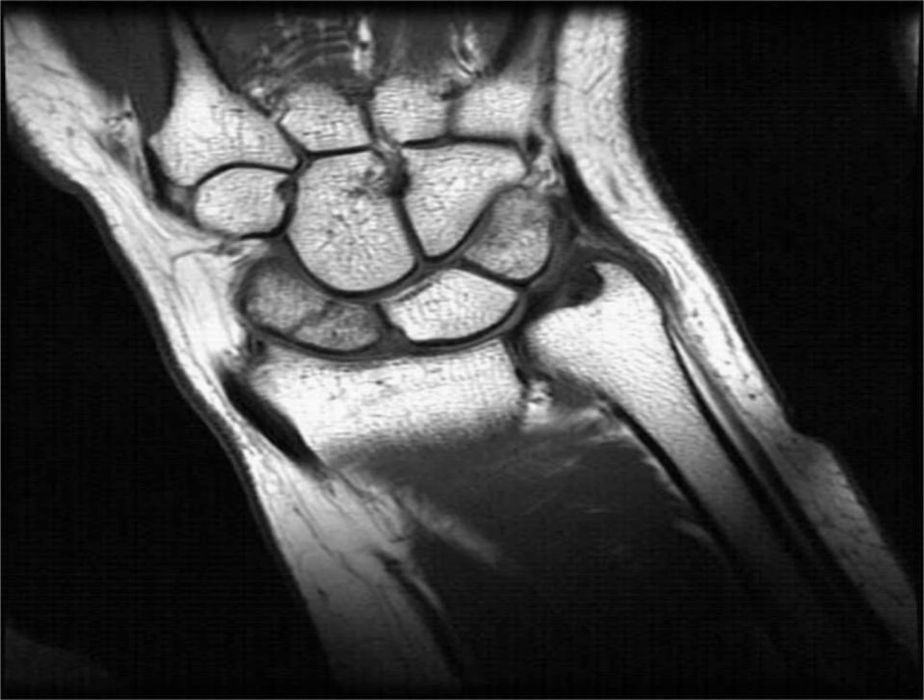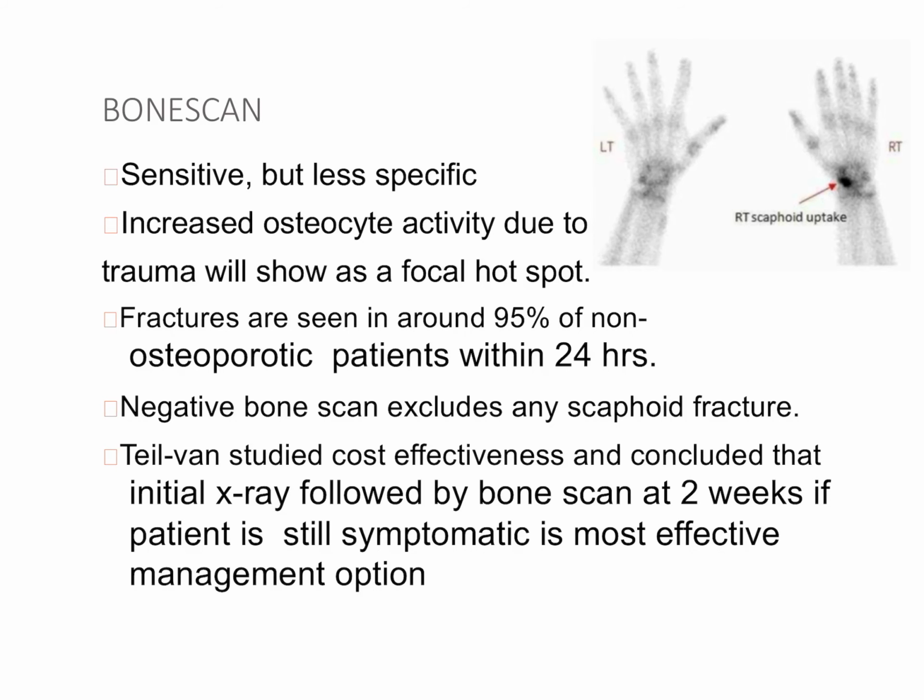Here the MRI shows a very clear-cut picture of the waist fracture of the scaphoid with the reduced blood supply in the proximal pole. Next. Bone scan is very sensitive but less specific.